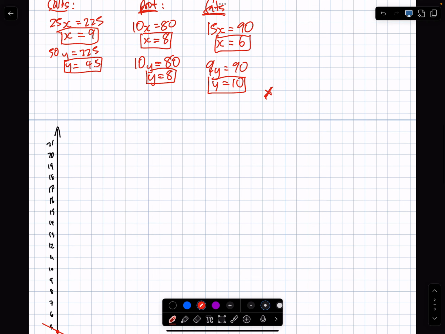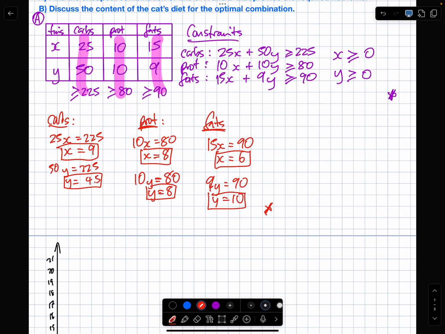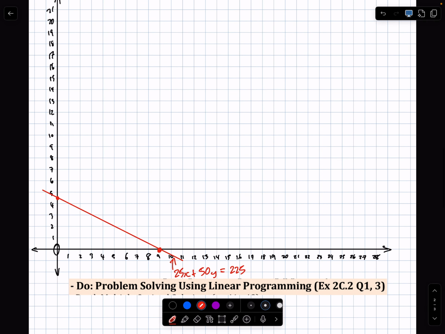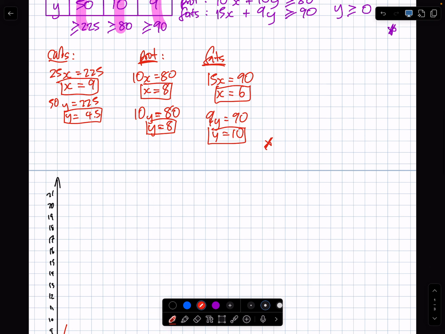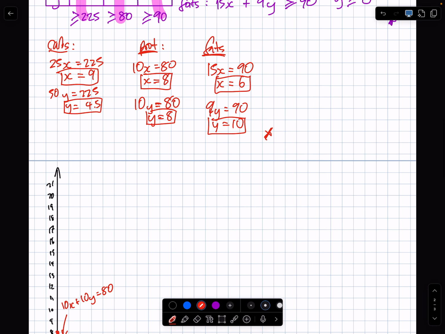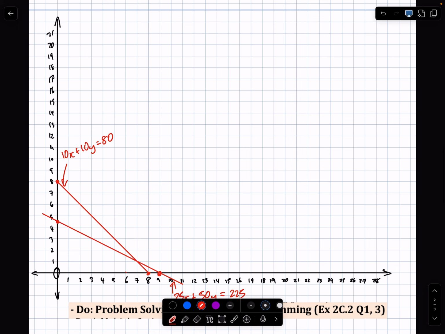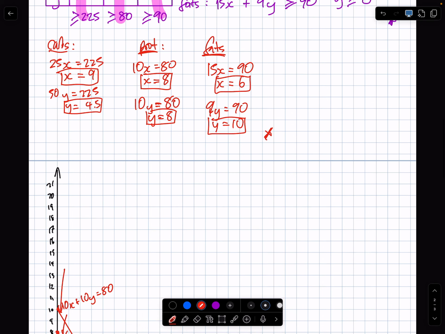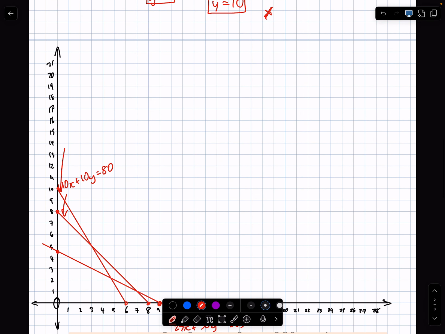If you wanted to demo this, you can come up here. Protein is 8 and 8. So dot at 8, dot at another 8, draw a line. This one was 10x plus 10y equals 80. Last line, 6 and 10. Dot at 6, dot at 10, line between them. So this last line is 15x plus 9y equals 90.